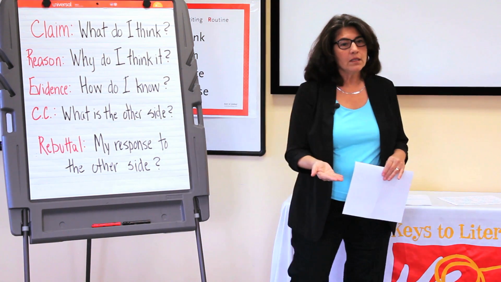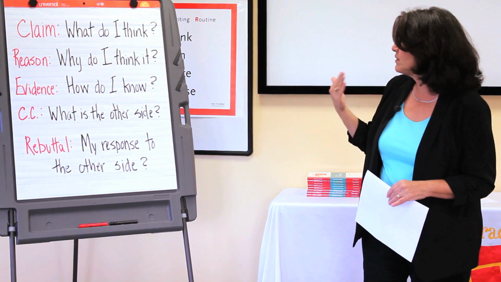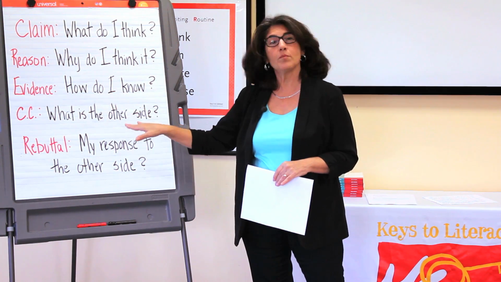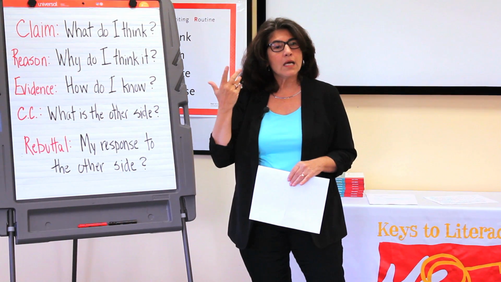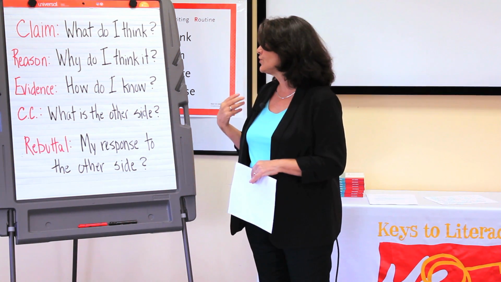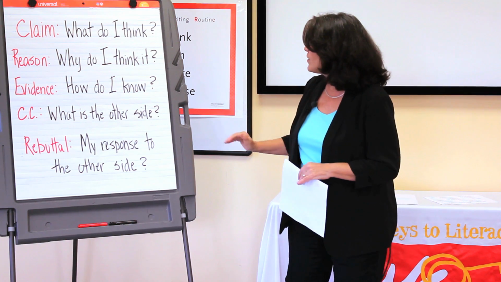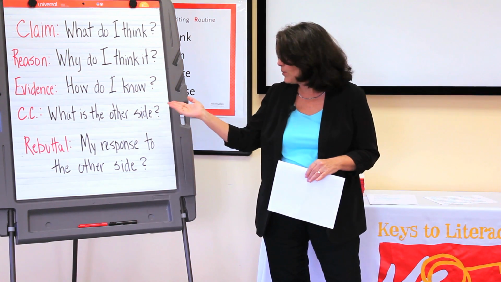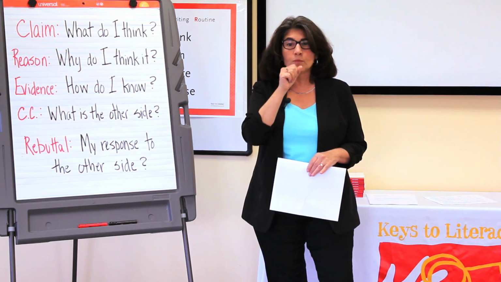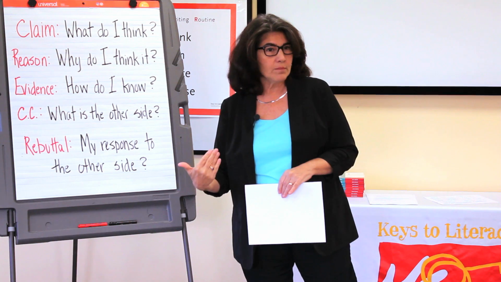Now, up until 7th grade, kids really don't have to be thinking about the next two elements, and these are counterclaim and rebuttal. But as they move into the middle school grades, they now also start to think about the other side. So the counterclaim, and this is a simple question, is what is the other side? What's the other position? Or what's a point that someone on the other side might make?